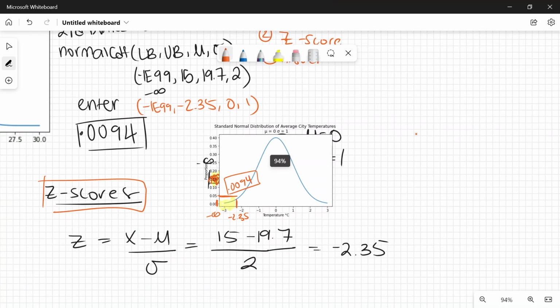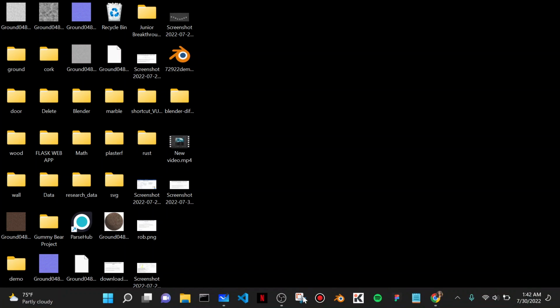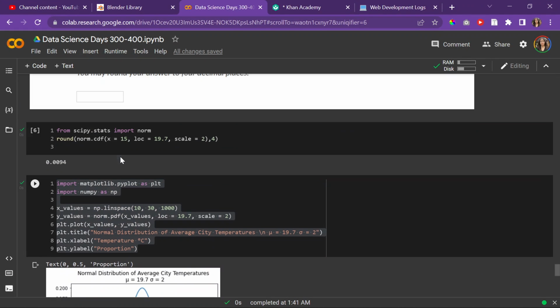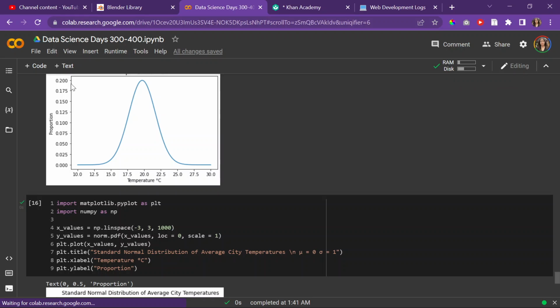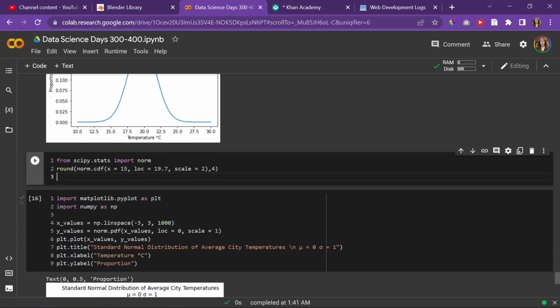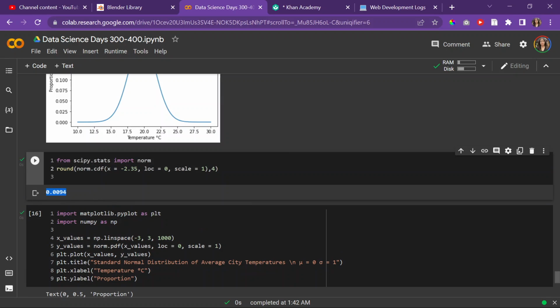So that's one thing, and then let me actually get the answer with Python. I'm just going to copy this and paste it in there, and then for this, it would just be -2.35, and then loc would be 0, this would be 1, and then run that, and it still gives me the same answer.